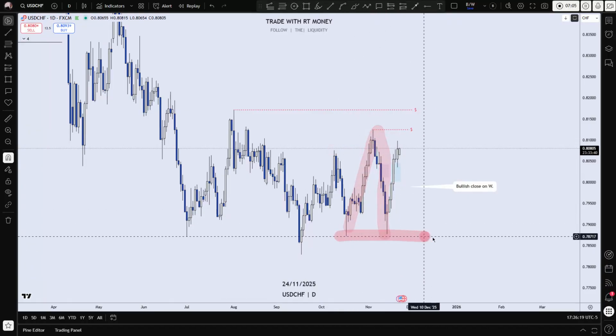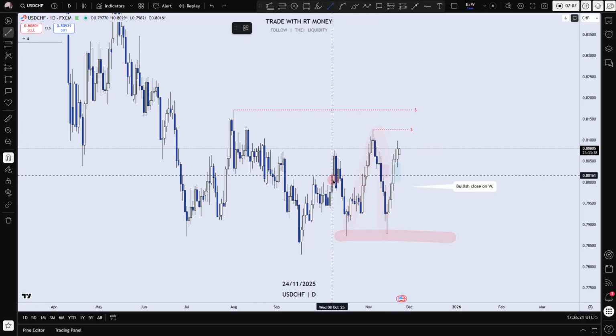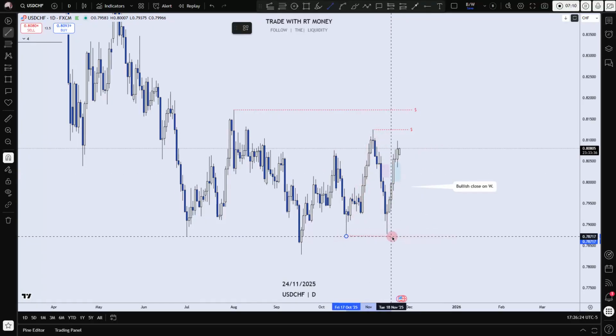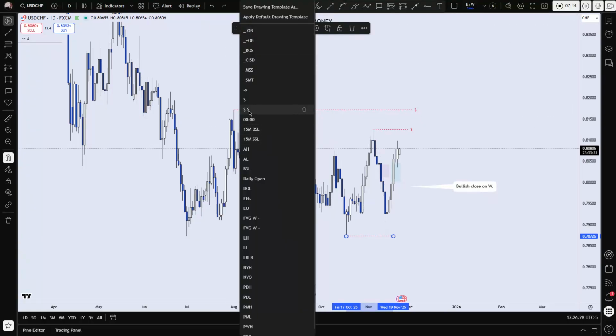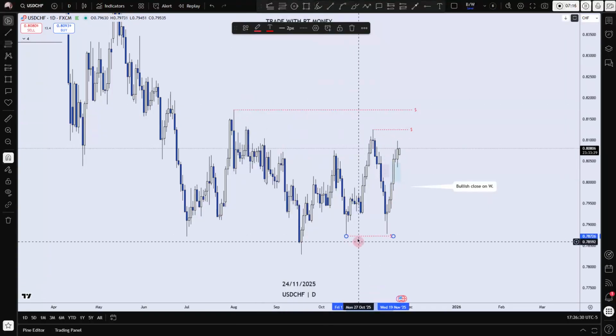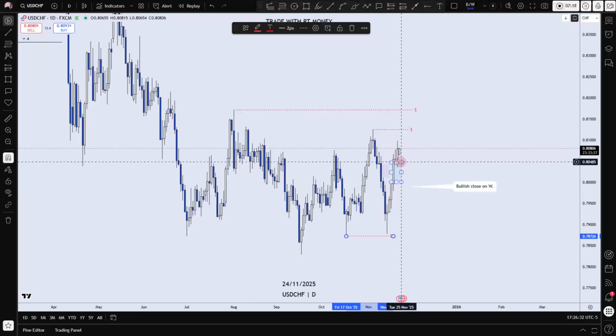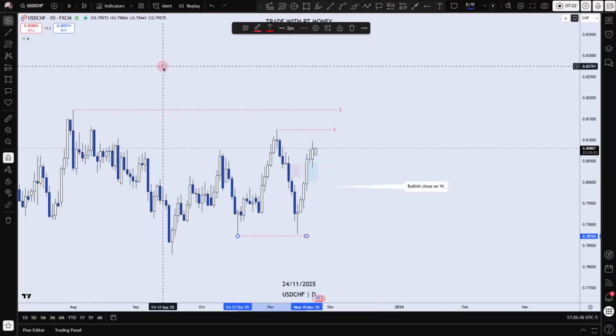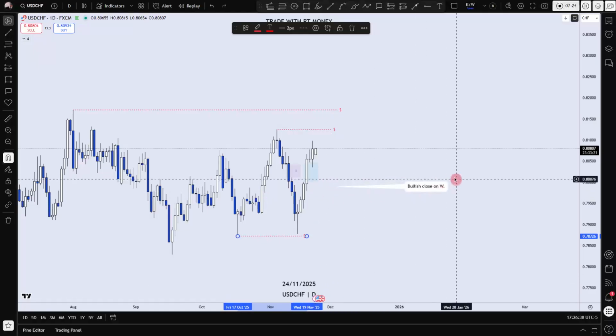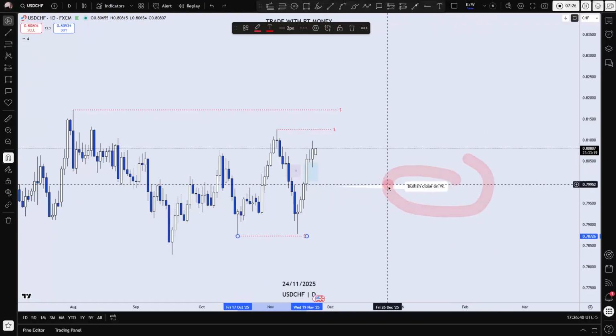It did not take that low. It came very close to taking that low as a sell side liquidity target, but it did not. It protected this low, and you see this V-shaped kind of recovery here. Now, what do I want you to see? I got you here saying bullish close on the weekly.